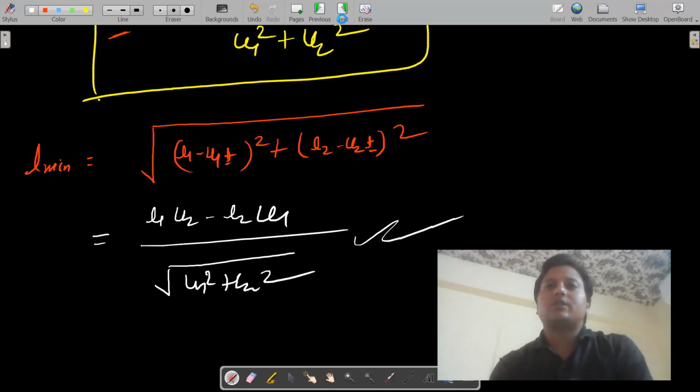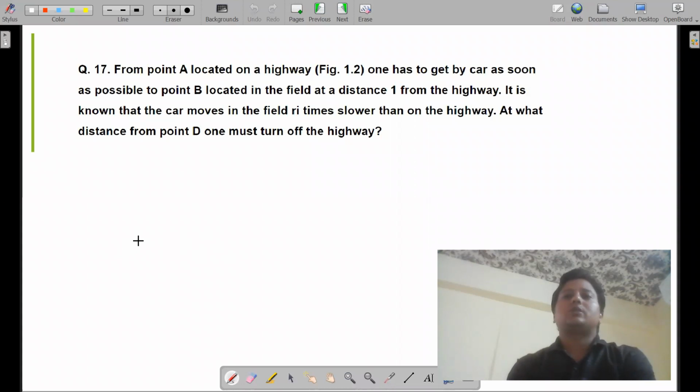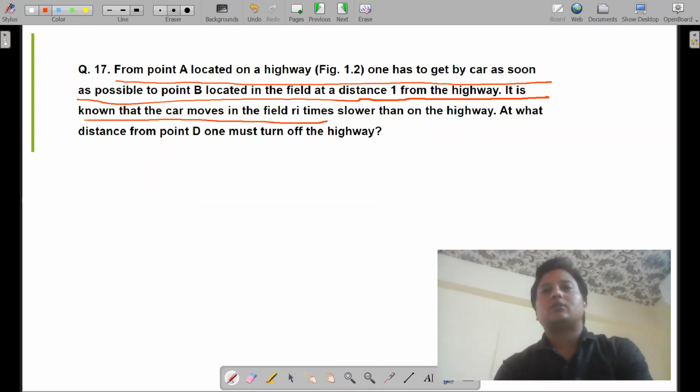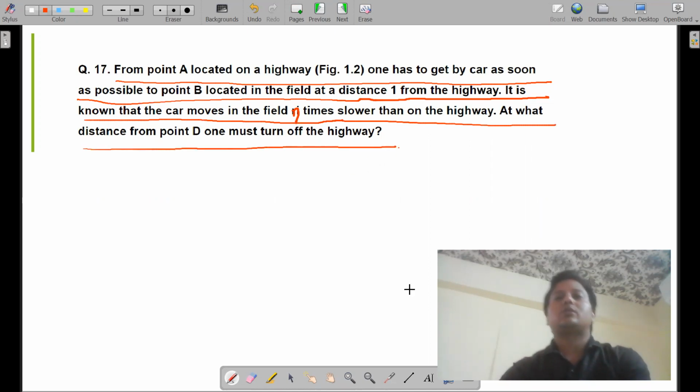In the next question, question number 70, from point A located on a highway, one has to get by car as soon as possible to point B located in the field at a distance L from the highway. It is known that the car moves in the field eta times slower than on the highway. At what distance from A must one turn off the highway?